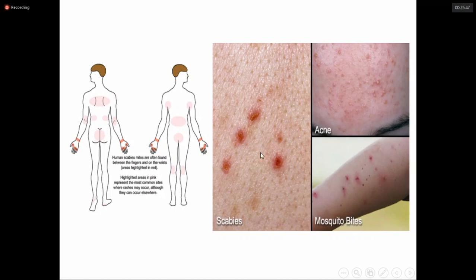Where we see it, I said, between the fingers, at the wrist, at the waist, and also other areas, at the flexor areas, under the armpit or in the pubic area. From behind, also the same thing, between the fingers, at the wrist, and these areas which are colored in purple.